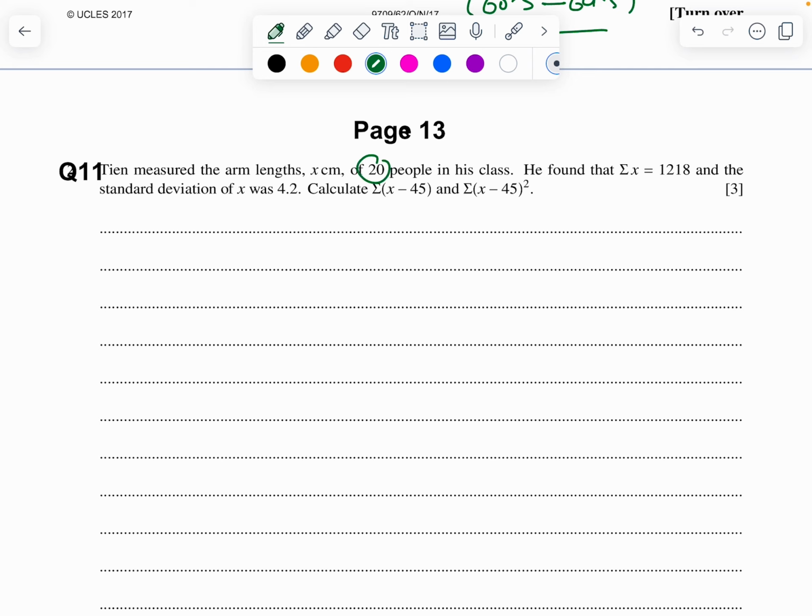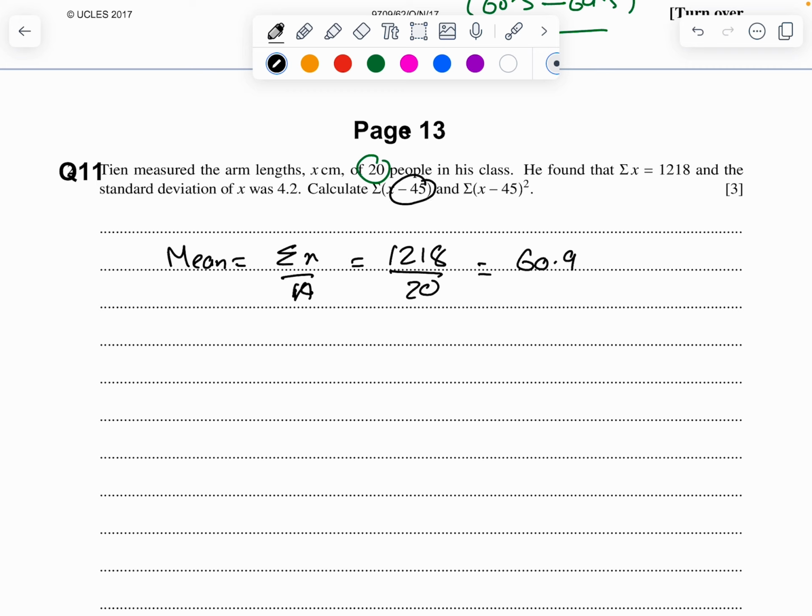So what am I going to do? I am going to calculate the mean. The original mean is going to be sigma x upon n, which is nothing but 1218 divided by 20. I take the calculator and do that. It's going to be 60.9.